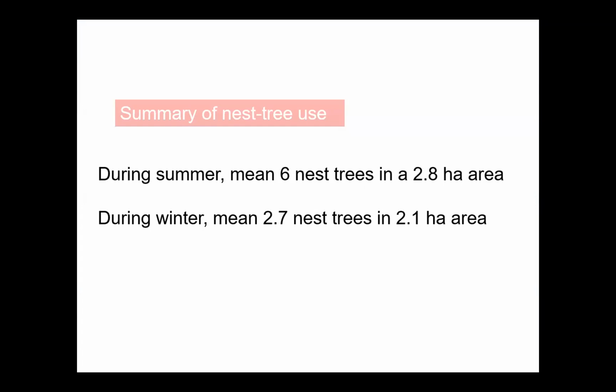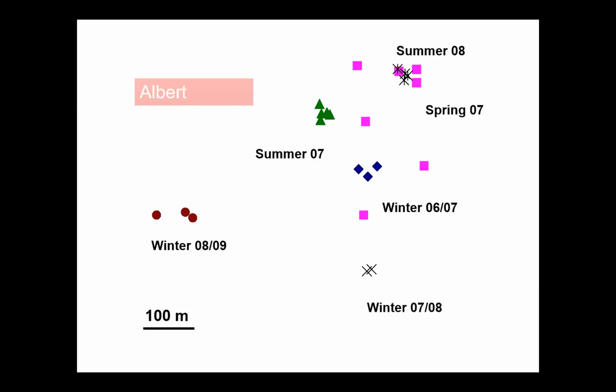But we find that in the summer, on average, these are southern flying squirrels, they use on average about 6 nest trees. And those 6 nest trees in the summer are spread over an area of about 2.8 hectares. During the winter, they use a smaller number of trees. So they use about 2.7 over about a 2.1 hectare area.